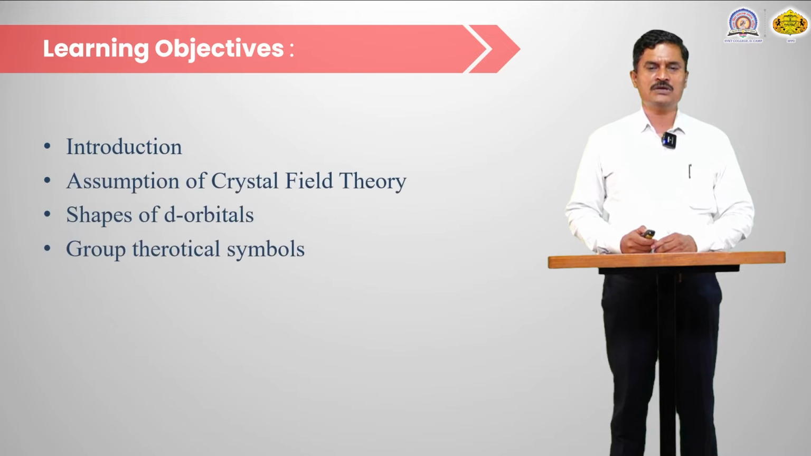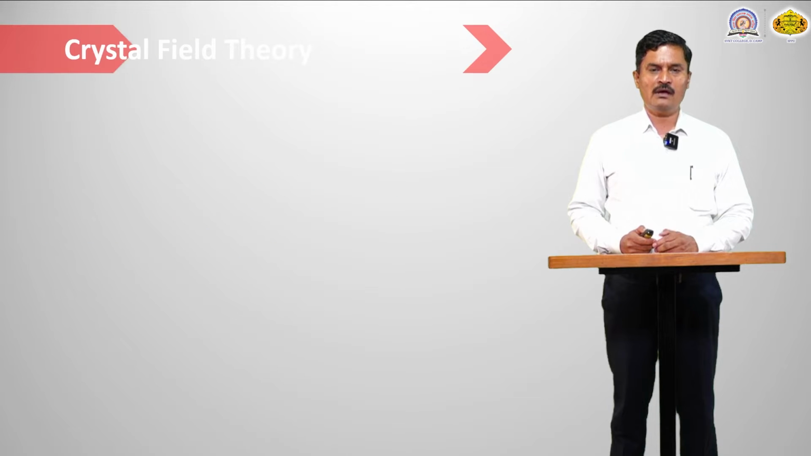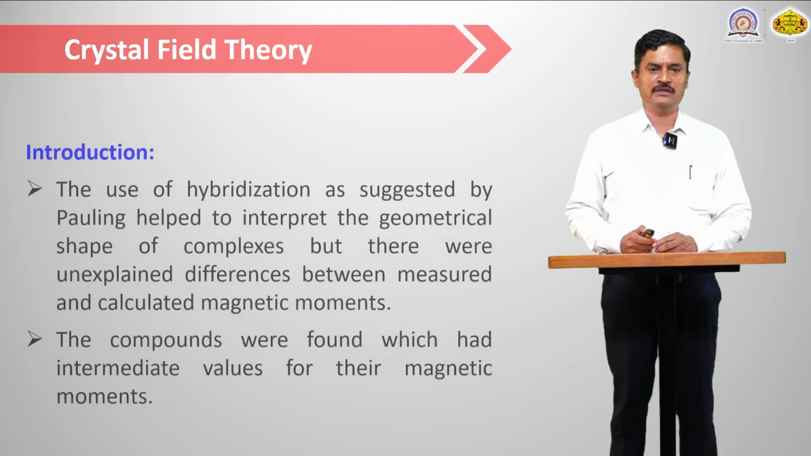Students must learn about the assumptions of crystal field theory. The assumptions of crystal field theory are different from valence bond theory. We also discuss the shapes of the d orbitals, since all these orbitals are not of the same shape, and the group theoretical symbols used in this theory, the different types of symbols used.